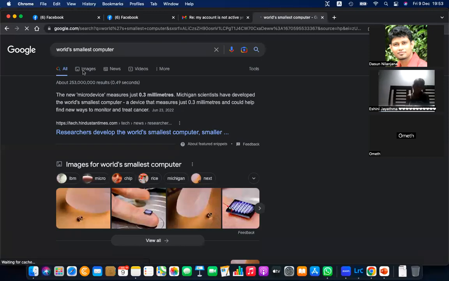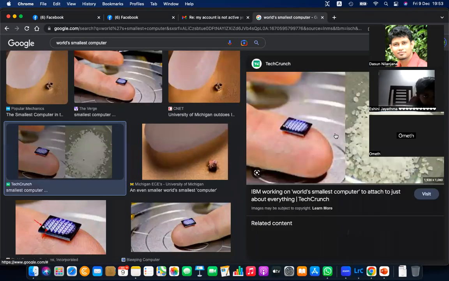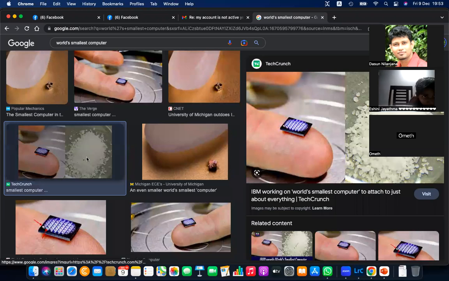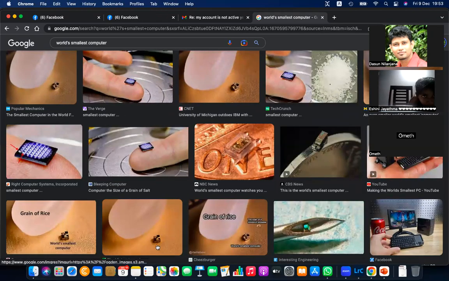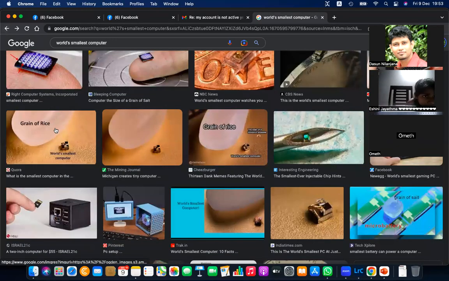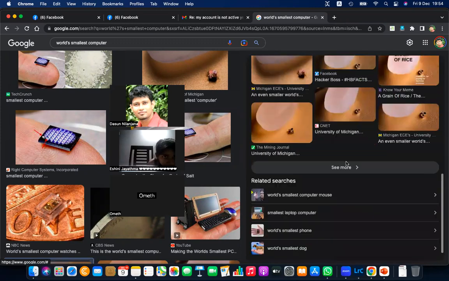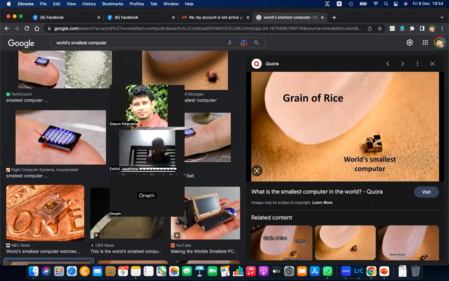Here you can see, it is smaller than a grain of rice. So you can see this is a grain of rice, and this dot is the computer. So imagine the size of a computer. It is still a computer, but you can connect to this using Wi-Fi or a wireless mechanism, mainly Wi-Fi, or sometimes Bluetooth. It's possible to connect, right? So that is the world's smallest computer. So that can be swallowed, right?